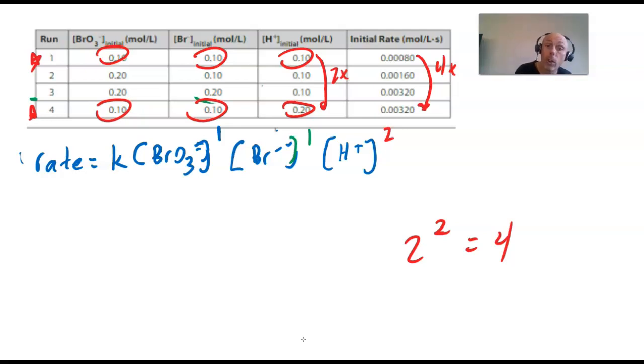And the overall order, if we were asked for this, would be 4th. It's a 4th overall order reaction. The next thing we'll do is another sample problem like this, and then we'll learn how to calculate K and how to figure out what the units for K are, and that will wrap up this lecture for today.